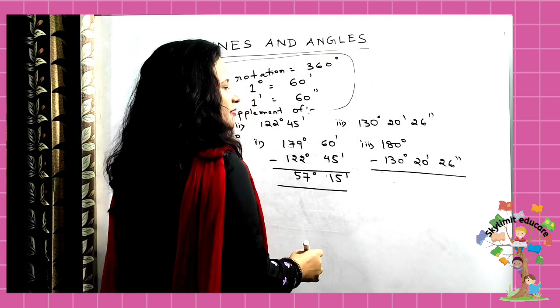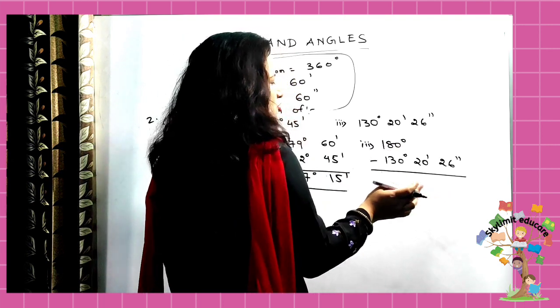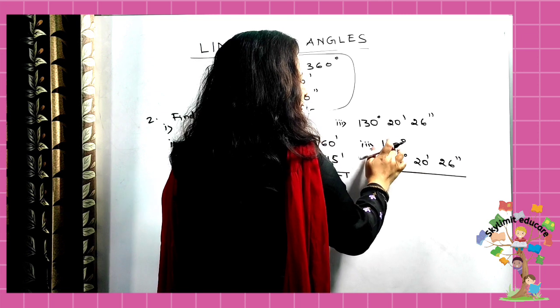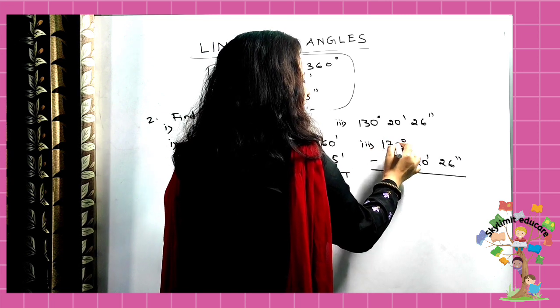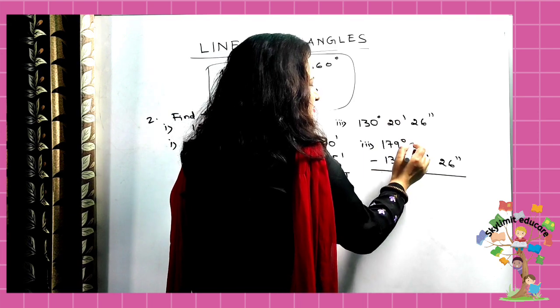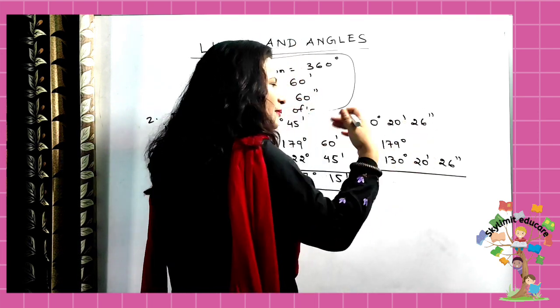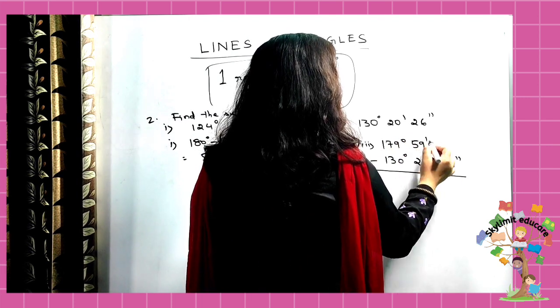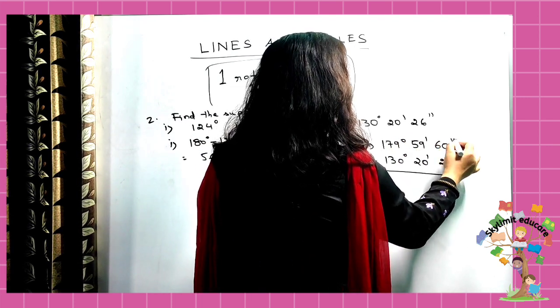Subtract it, right? So I'll borrow, so one thing student, I'll borrow 1 degree. So let me write here. I'm borrowing 1 degree, so out of 180, how much remained here? 179 remained here. I'm borrowing 1 degree, so how many minutes here? 60 minutes first. From 60 minutes again I'm borrowing 1 minute. So how many minutes remained here? 59. And here 60 seconds.